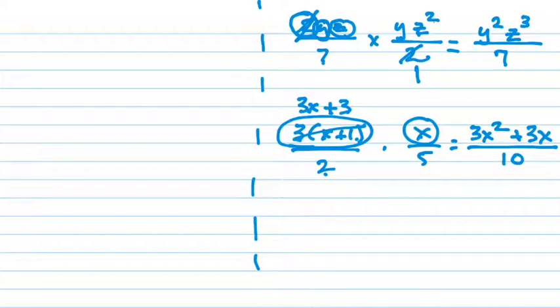Now, in the back, they may not have multiplied out that bracket. If they didn't, then it's just the 3 times the x, and then you leave the bracket. But I prefer you multiply out the bracket. Okay? All right.